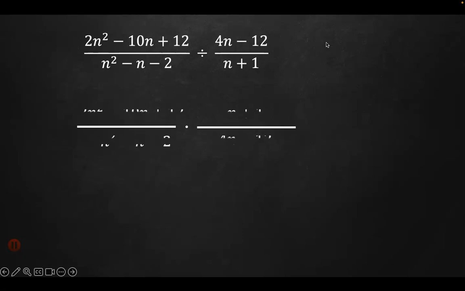So again, notice that the first fraction stays exactly how it is. I changed from division to multiplication, and then I flipped that second fraction. So the 4n minus 12 is now in the denominator, and then the n plus 1 is now in the numerator. So keep, change, flip. Now this is a multiplication question, which is just like the last two questions.